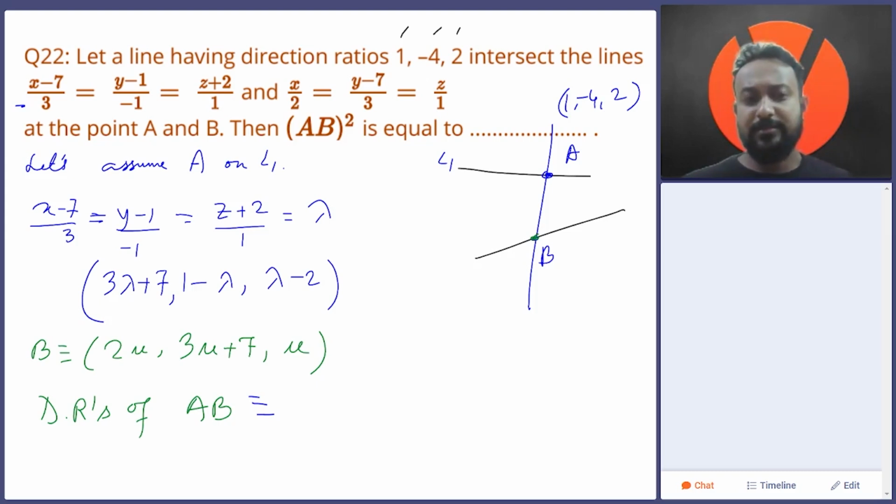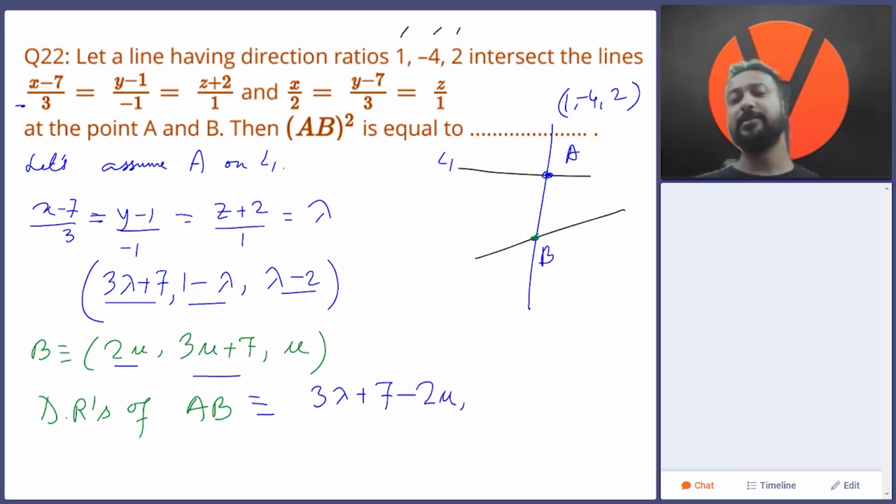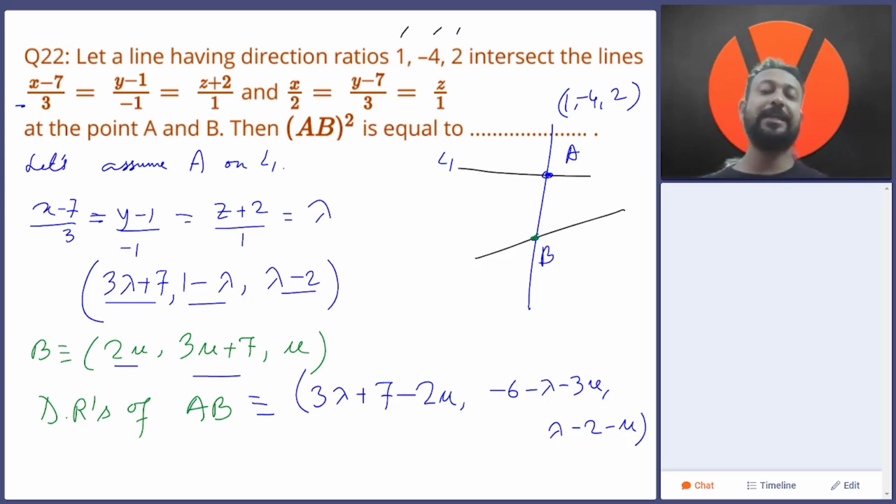What is there? This is the first point, this is the second point. First point, second point, correct. Yes, for x, y. So I think direction ratios can be very simply written as 3 lambda plus 7 minus twice mu, correct? And 1 minus lambda, minus, if you just subtract, how much are you getting? I think 1 minus lambda minus 3 mu minus 7 is minus 6 minus lambda minus 3 mu, comma, lambda minus 2 minus mu. These are the direction ratios of AB.